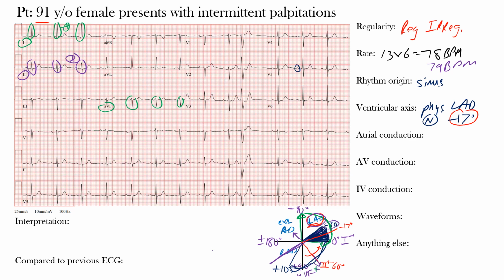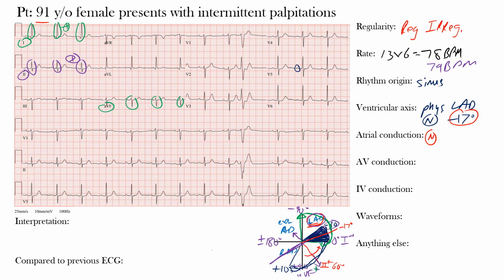Now, if the P wave duration is prolonged, we are thinking more left atrial abnormalities. This is because the terminal portion of the P wave represents left atrial depolarization, while that initial portion of the P wave represents right atrial depolarization. Anyways, it's normal here, so we won't get into too much detail with that. Okay, so we have normal atrial conduction.